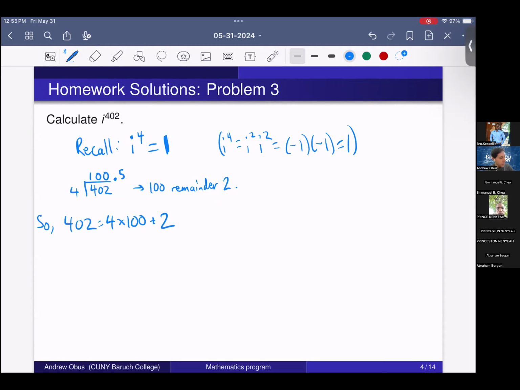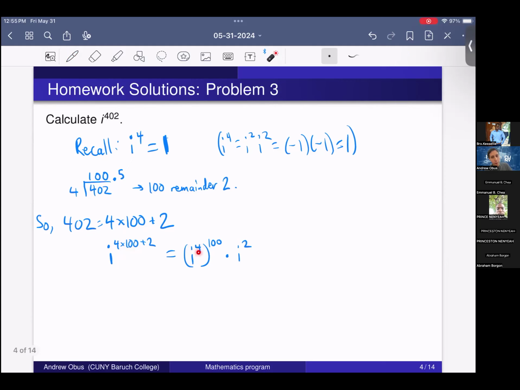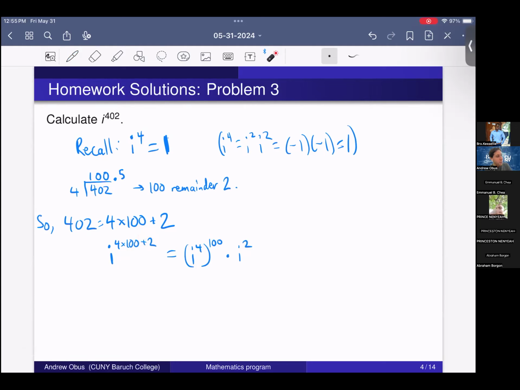Right. So let's write it in a little bit more detail. What I can say is this is i to the 4 times 100 plus 2, which is equal to i to the 4th to the 100 times i squared. I'm using the laws of exponents to do this. It's i to the 4 times 100 is i to the 4 to the 100, and then i to the 2 is i to the 2. And because there's a plus here, you have to multiply the two terms.